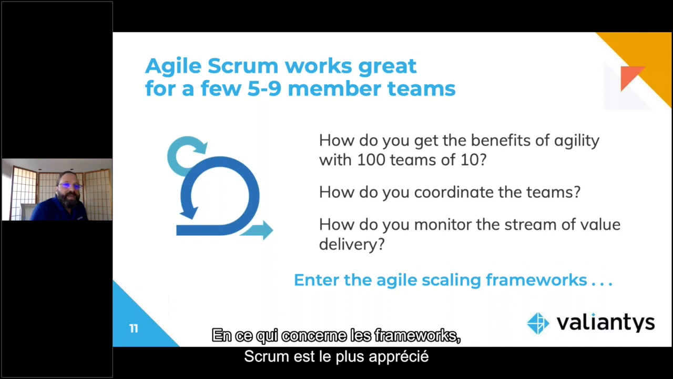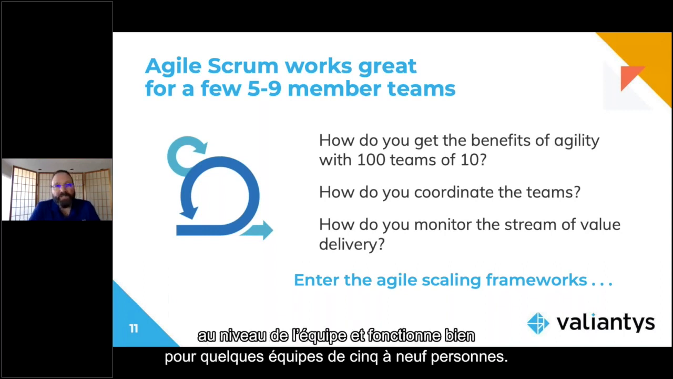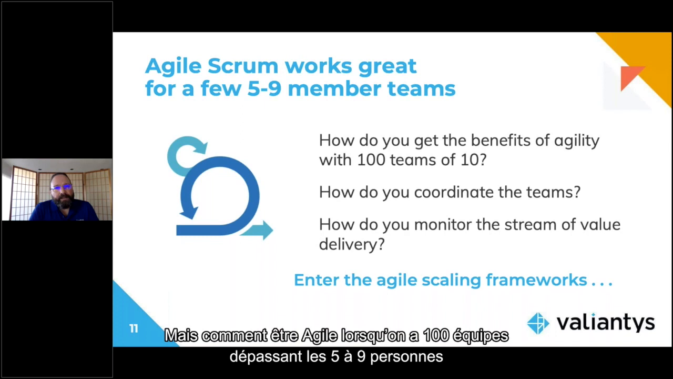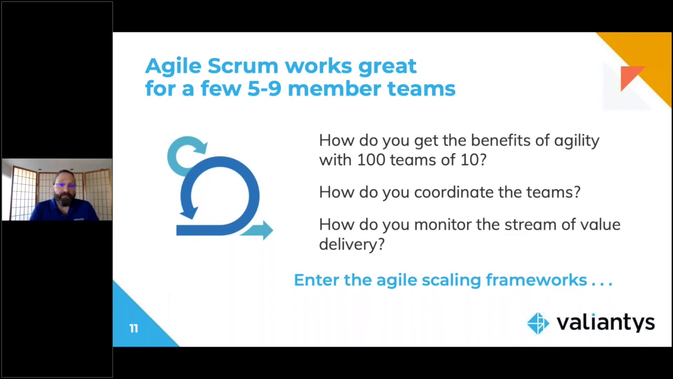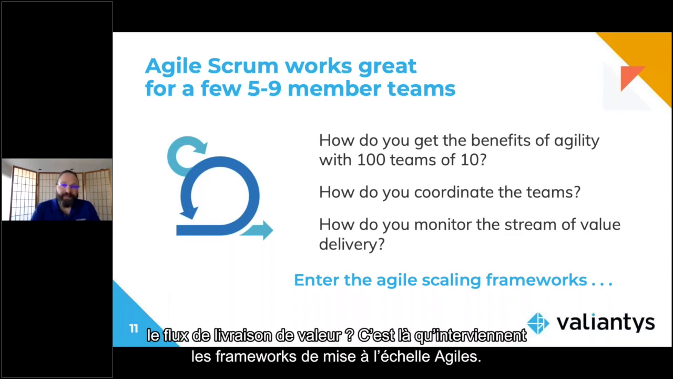Now, when it comes to frameworks, Scrum is the most popular at the team level, and it works great for a few teams of 5 to 9 members. But now, how would you get Agile benefits when you've got 100 teams that are even bigger than the 5 to 9 traditional Scrum team? And how do you coordinate all those teams? How do you monitor the stream of value delivery? That's when Agile scaling frameworks come in.